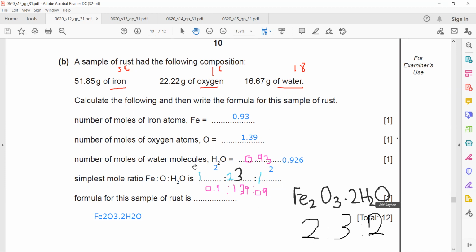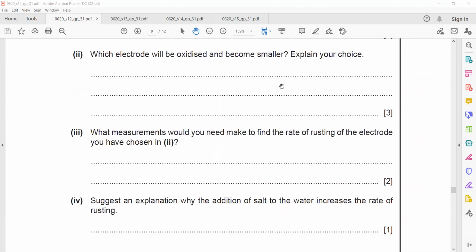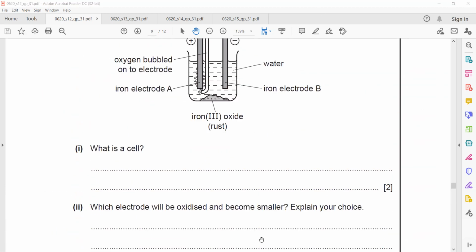Okay, thank you for your participation. I'll show the marking scheme as well. This one is question 8, May June 12.